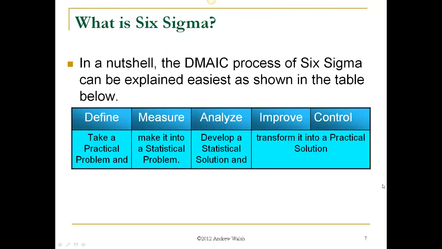So in a nutshell, the DMAIC process of Six Sigma can be explained easiest as shown in the table below. First, we take a practical problem, and make it into a statistical problem by measuring it. Then we develop a statistical solution through the analysis, and transform it into a practical solution through the improve and control steps.